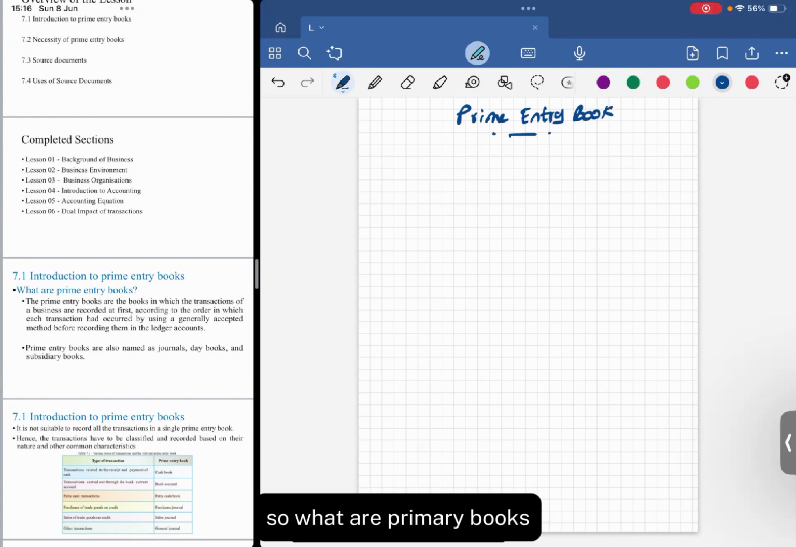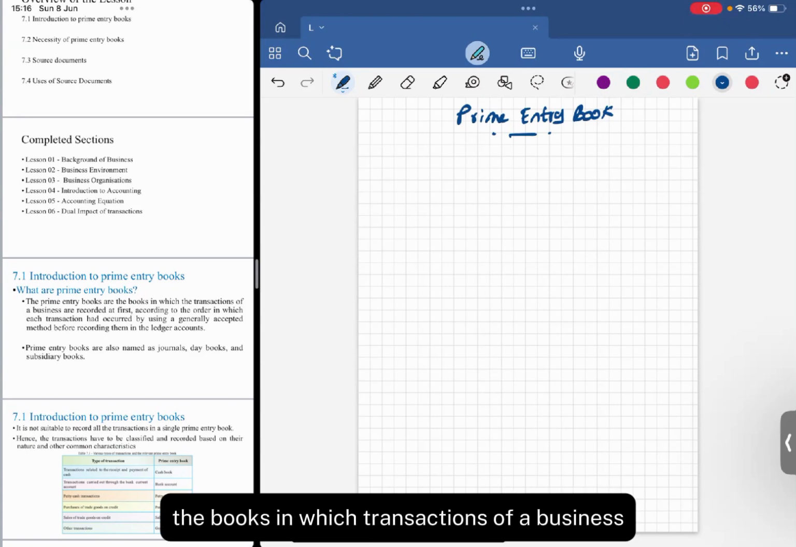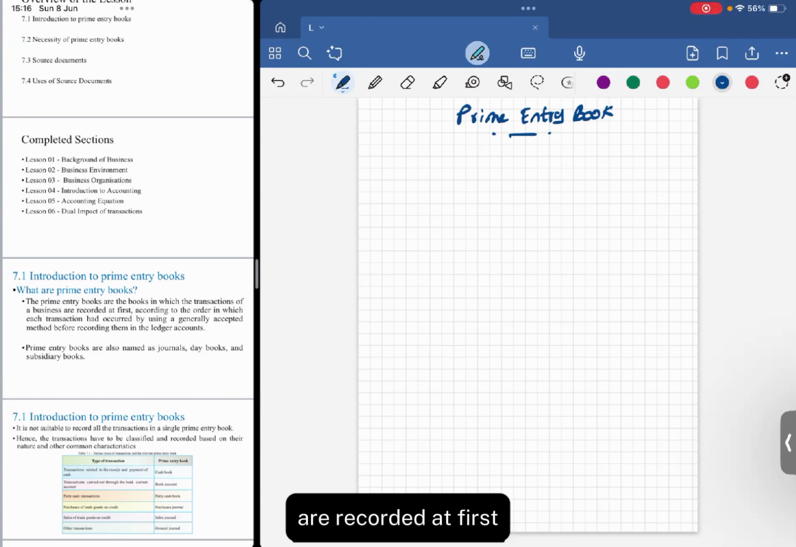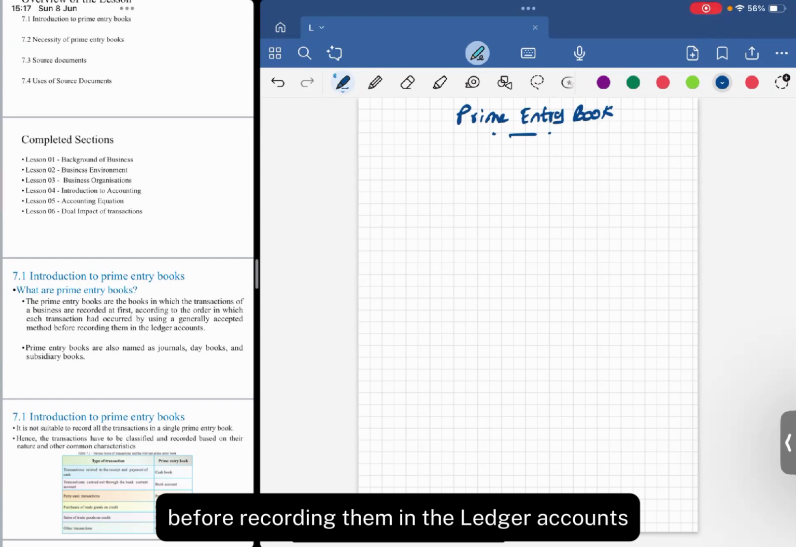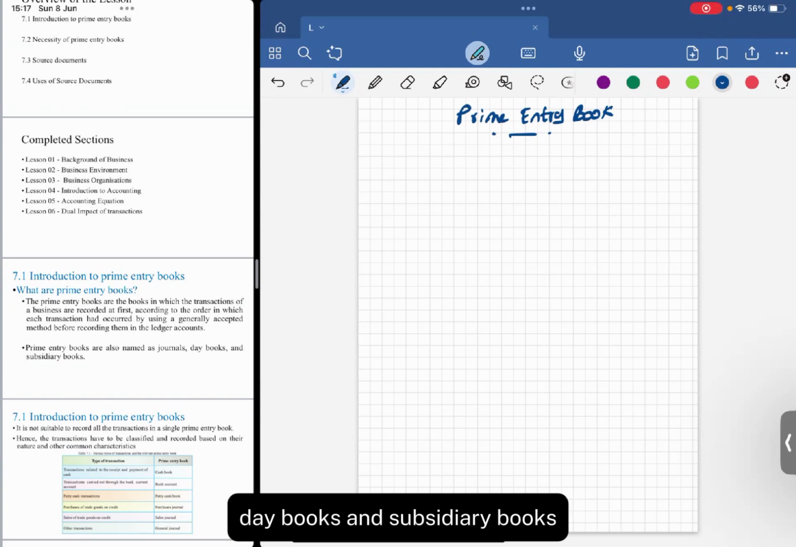So what are prime entry books? Prime entry books are the books in which transactions of a business are recorded at first, according to the order in which each transaction had occurred, by using a generally accepted method before recording them in the ledger accounts. Prime entry books are also named as journals, day books, and subsidiary books.